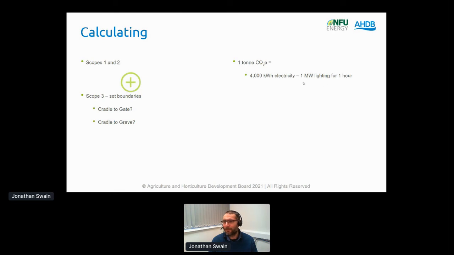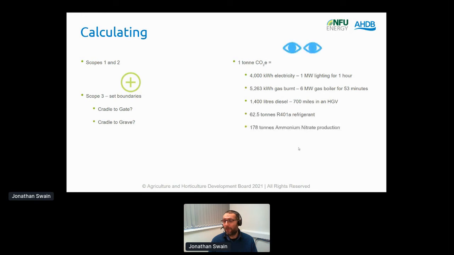I don't know why it says 1 megawatt of lighting. However, 4,000 kilowatt hours of electricity, a 6 meg gas boiler on for nearly an hour, 700 miles driven in an HGV, a leak of refrigerant, or application of ammonium nitrate. Just trying to think what equals a ton of carbon dioxide in the various different ways that carbon dioxide is emitted.